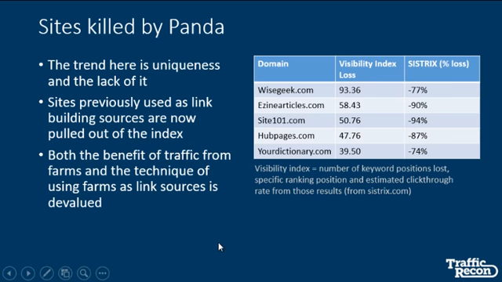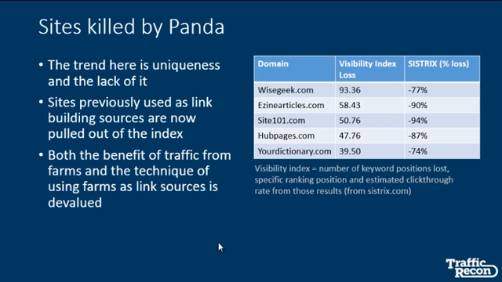Now, like I said, a lot of big sites got hurt by Panda. And the trend here is really the uniqueness, or the lack of uniqueness, of a website. Now, I want to stress one thing. The important thing to understand about these kinds of updates is it has nothing to do with authorship, right? Authorship is, I wrote really great content, I put it out there, and I'm the author, right?